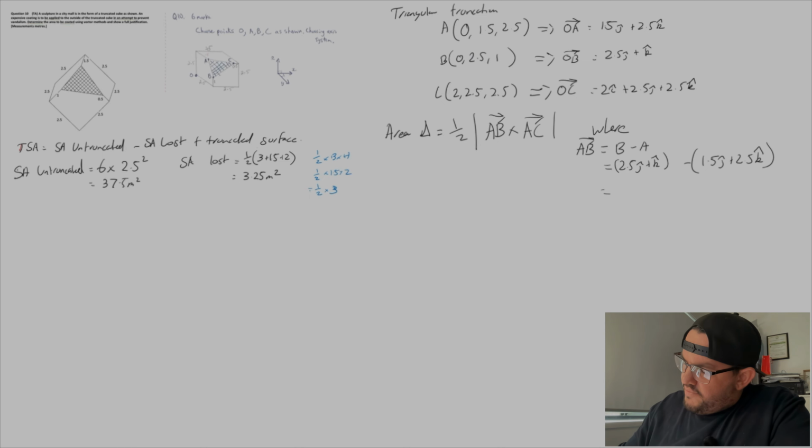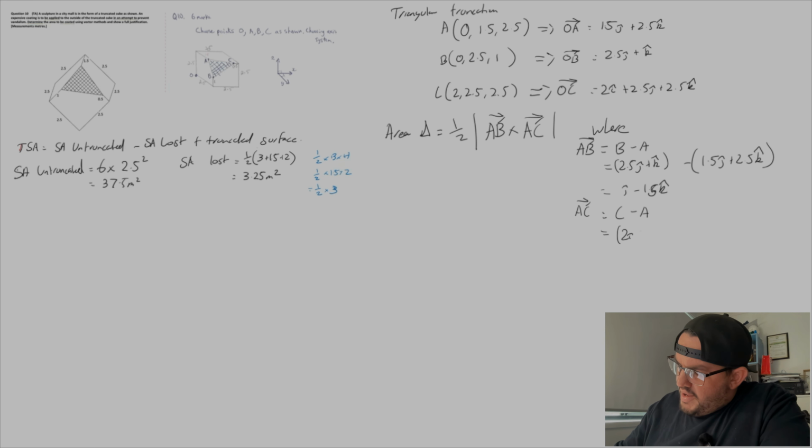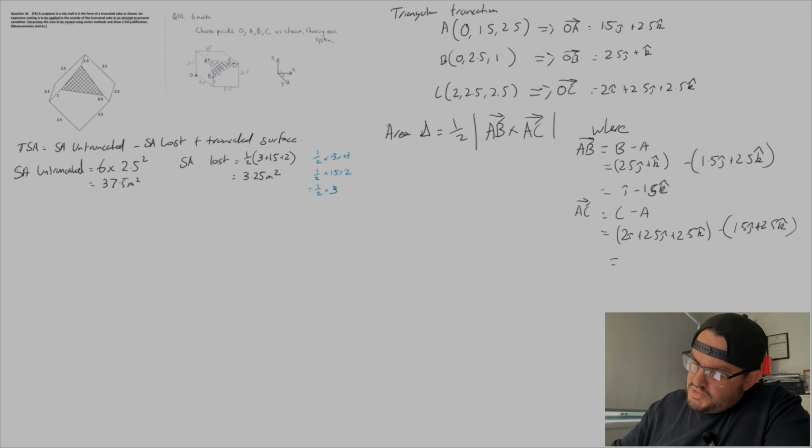So here we're going to have j, and then we're going to have minus 1.5k. And then AC is going to be C minus A. So here we're going to have 2i plus 2.5j plus 2.5k minus, I'm looking at A, 1.5j plus 2.5k. Cool. So then AC will be 2i plus j. Cool, so we've got that.